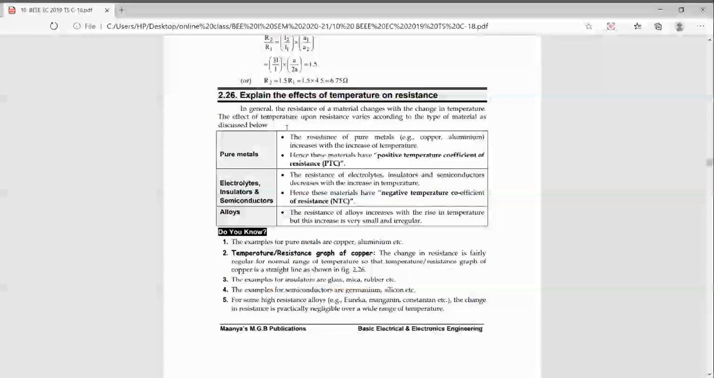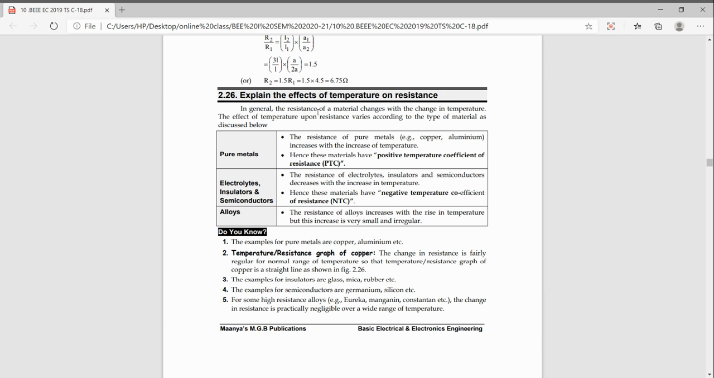And the next topic is the effects of temperature on resistance. We know that the resistance also depends upon the temperature. So how does temperature actually affect the resistor? We will see. In general, the resistance of a material changes with the change in temperature. But we have to know how it changes. The effect of temperature upon the resistance varies according to the type of material.